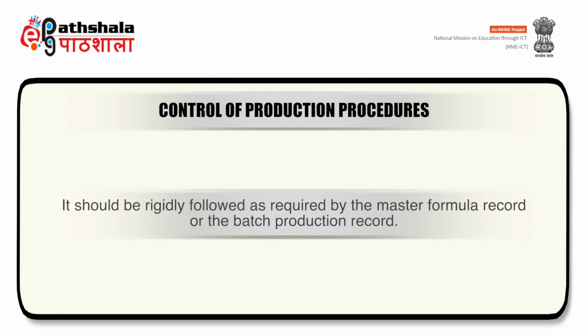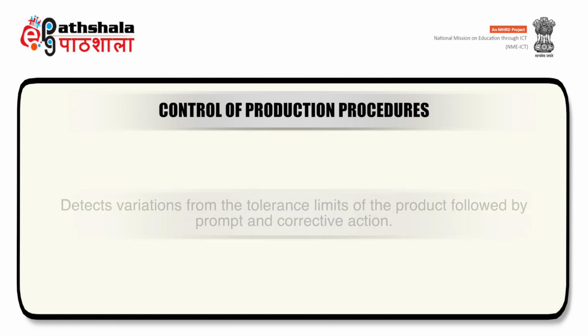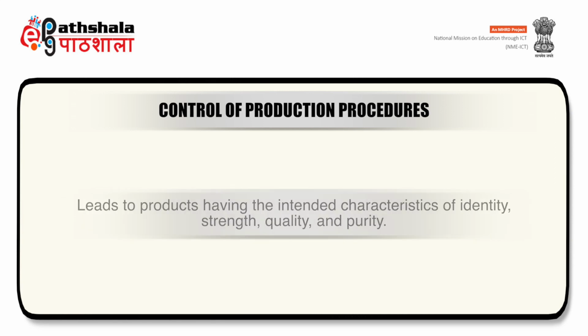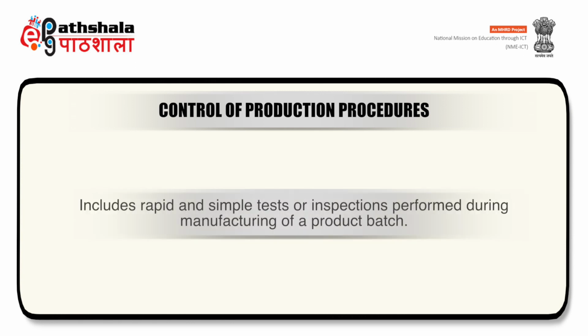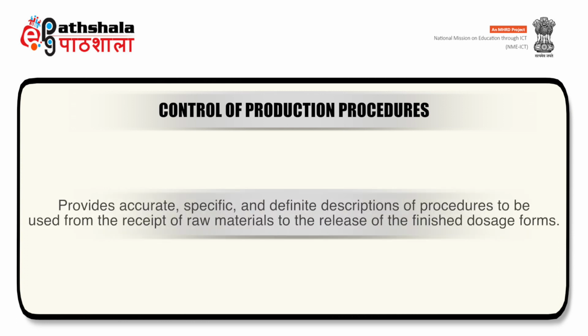It should be rigidly followed as required by the master formula record or the batch production record. Detects variations from the tolerance limits of the product followed by prompt and corrective action. It leads to products having intended characteristics of identity, strength, quality and purity. It includes rapid and simple tests or inspections performed during manufacturing of a product batch. It provides accurate, specific and definite descriptions of procedures to be used from the receipt of raw materials to the release of the finished dosage forms.